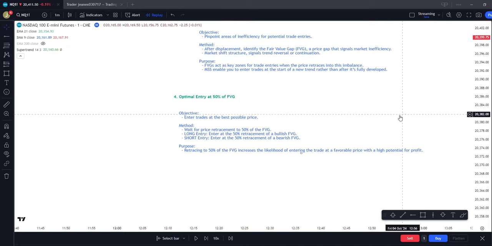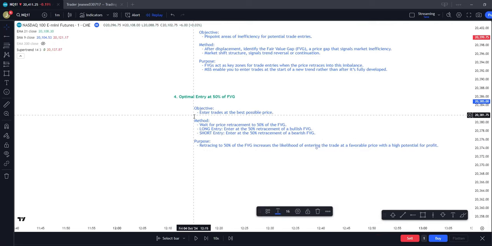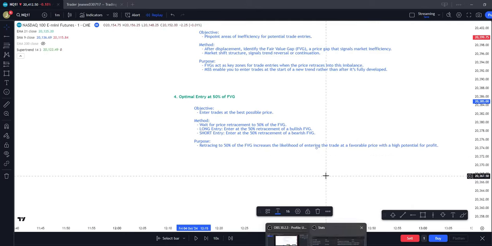So the optimal entry is at the 50% of the fair value gap. And I will have one good video dedicated to fair value gap and how to identify it, when to put an order on the 50% fair value gap and when not to. So I will have that soon. For this example, you just need to wait for the price to retrace to the 50% of the fair value gap for a long entry. And the purpose of this is to increase the likelihood of entering the trade at a favorable, good price, or high potential for profit.